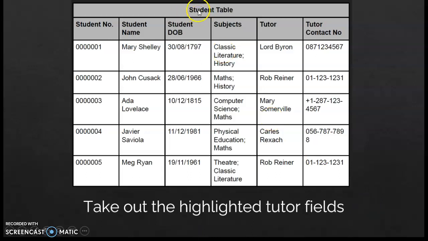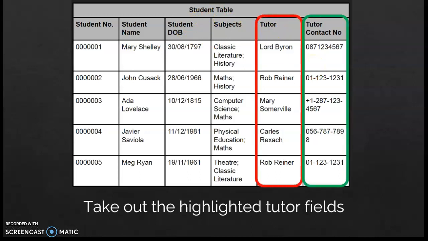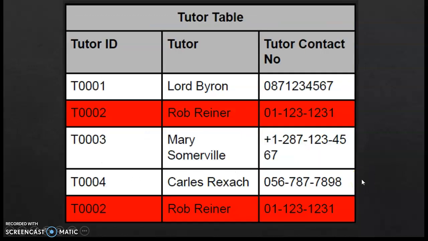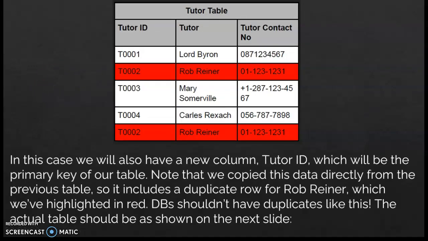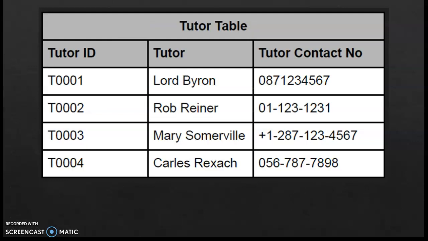This is the original student table: student number, student name, student date of birth, subjects, tutor, tutor contact number. So we're going to split this table up by grabbing the tutor and the tutor contact number. And now, I'm just going to show you this. If I take all of this data, watch what happens. That's it. Now, I've also given it a tutor ID, but just bear with me here for a second, because this is actually the correct way, where you have it all unique.